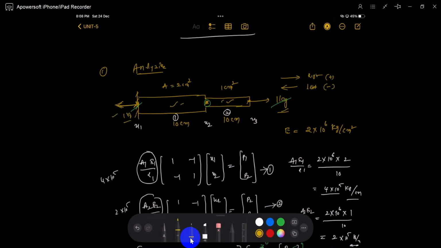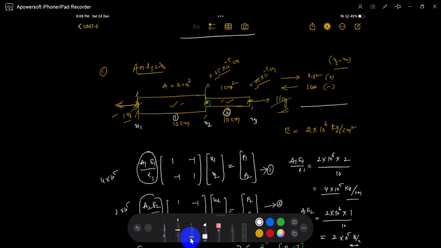Understood? So the nodal displacements: u2 is 0.25 into 10 power minus 5 centimeters, u3 is 0.75 into 10 power minus 5 centimeters. Now see what is the displacement in member 2. In member 2 it is not 0.75, not 0.25. It's u3 minus u2. Understood? u3 minus u2 is the displacement in the member.